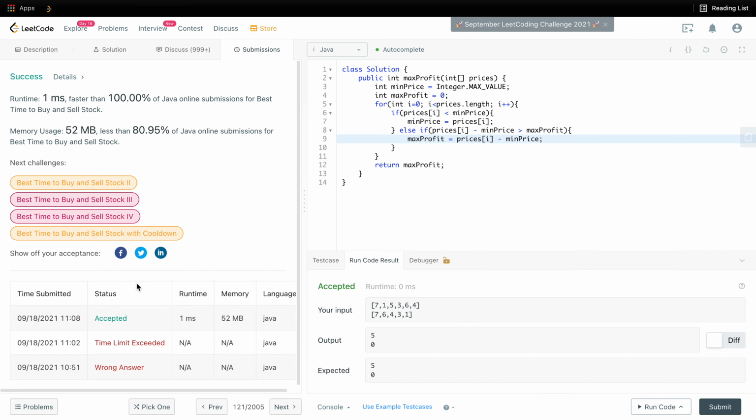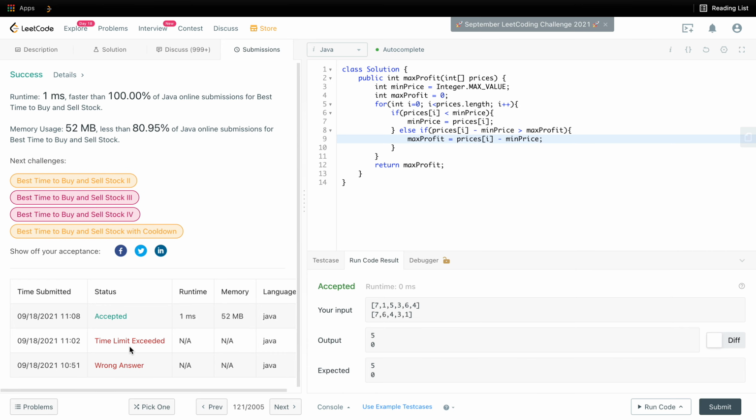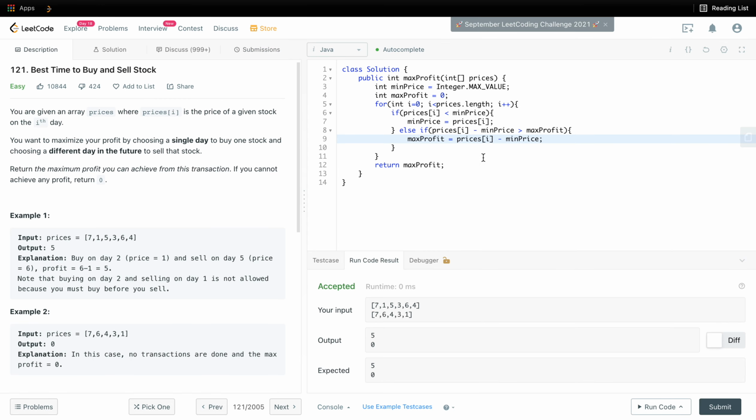Okay, so previously it was throwing a time limit exceeded error because that was a brute force solution, but since we optimized our solution, we got 1 millisecond, which is faster than 100% of the Java online submissions. Okay, so if you want to understand it in a deeper way, what we can do is print it again as we did in the last one.